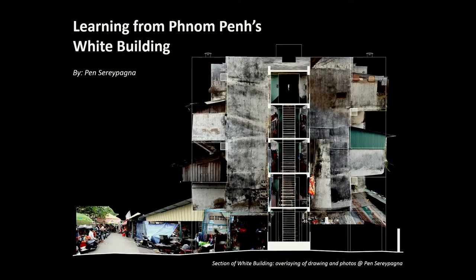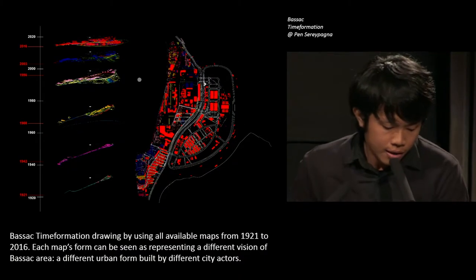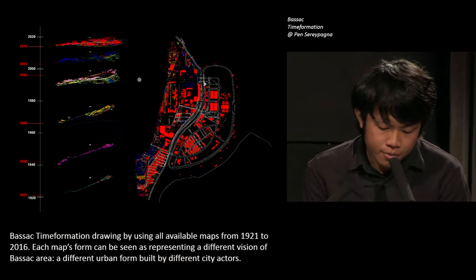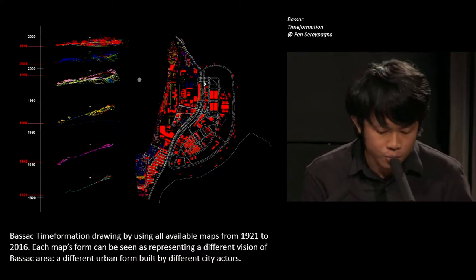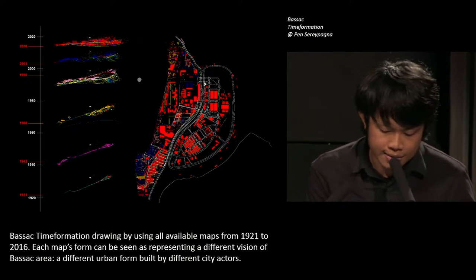For my presentation, I would like to talk about what I have learned from a single 1960s social housing, the so-called White Building, a part of my ongoing research titled Genealogy of Bassac. The Genealogy of Bassac maps the transformations of the Bassac area in central Phnom Penh, Cambodia, as a community-based participatory exercise.